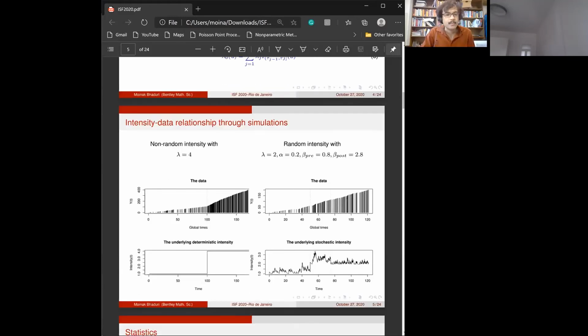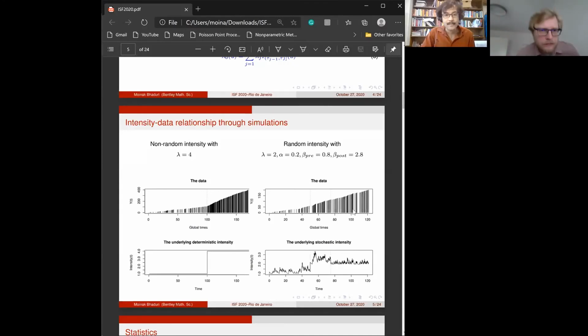So here's one quick simulation graphic that describes what kind of intensities will lead to what kind of data. To your left, you have a data-independent deterministic intensity, something that you can write out prior to observing your data set. And a spike in that kind of intensity leads to a clear crowding, a clear clustering that is easily visible, in this case to your right.